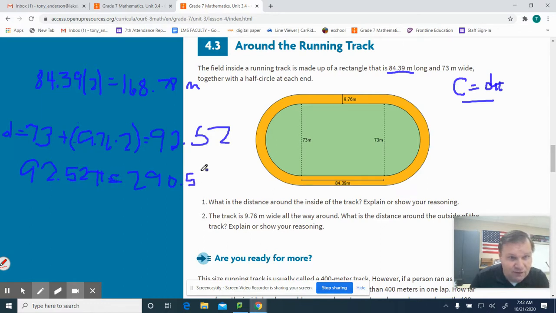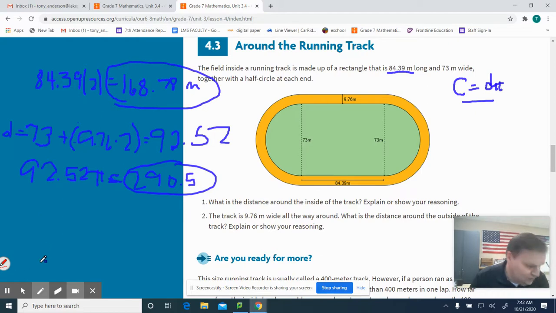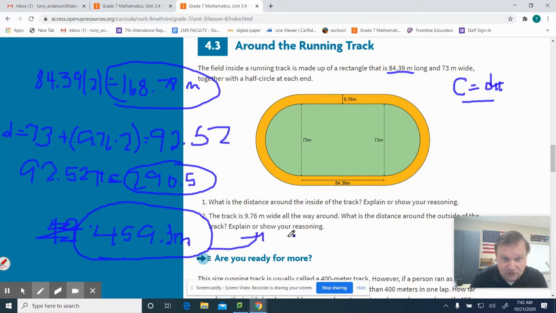Now remember, we have to add these two together, and when I add those two together, I get a final answer of the outside distance is 200. Let me get this right. It is 459.3 meters. And there's our final answer for number 2. Remember that this distance here has to be added here and here for a new diameter.